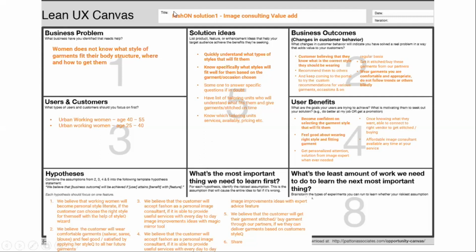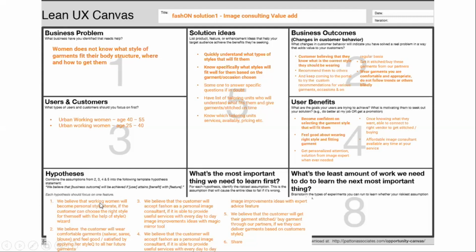Once you've identified these things, now you have to develop the hypothesis. The hypothesis combines assumptions 2, 3, 4, and 5. Let's see one example of a hypothesis. We believe that working women, so here we're starting with 2. It should start with we believe that. It's just a simple sentence we construct. We believe that business outcome. What is the outcome? Customers believing that they know what is the correct style they should be wearing.